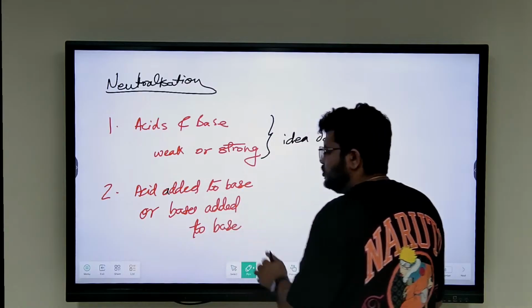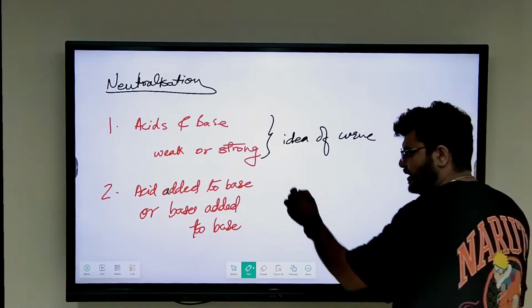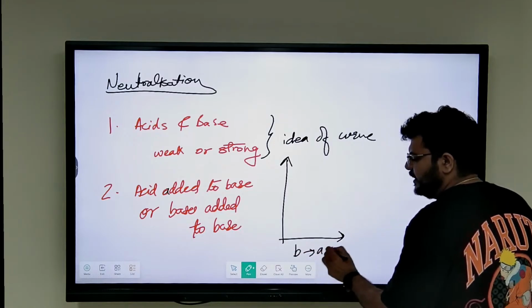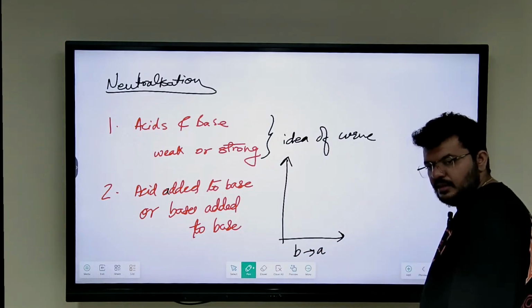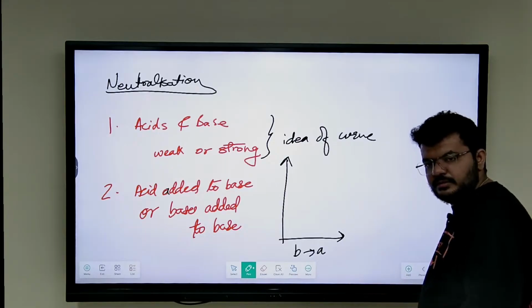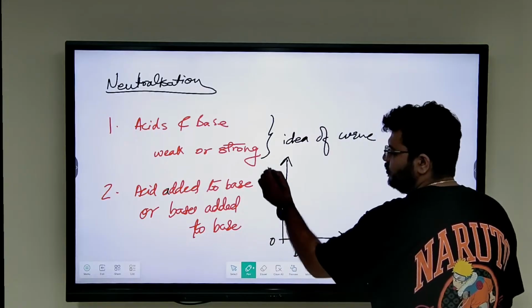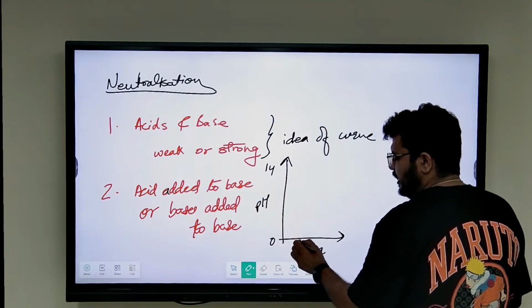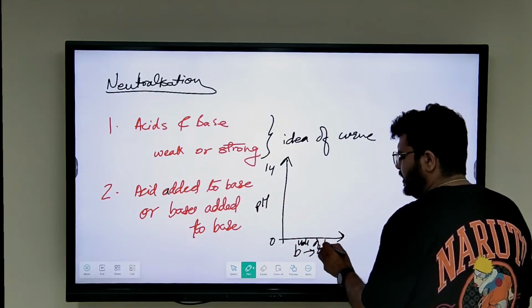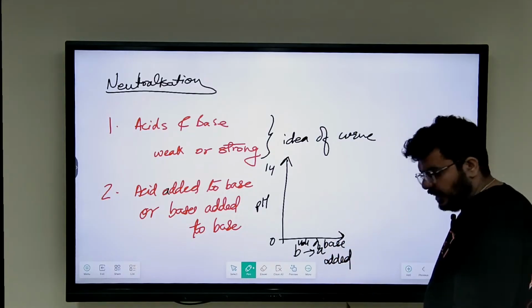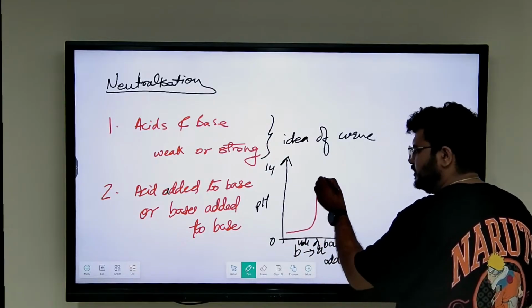Right? Once you know these two things, you know your starting pH. Let's say a base is added to acid, right? So what will be the pH of the acid? Let's say you start from 0 to 14. This is your pH, and this is the volume of base added. As you go on adding the base, the pH changes.